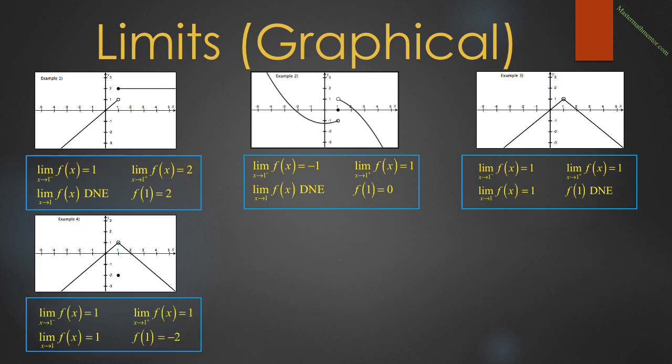This next example has the same graph as the previous one. However, the point (1, -2) is now a part of the graph. Note that the left-hand limit and the right-hand limit are still 1, and therefore the limit of f of x as x approaches 1 is 1. However, in this case, f of 1 equals -2. This is a good example where the limit of f of x as x approaches some number does not have to equal the value of f at that number.